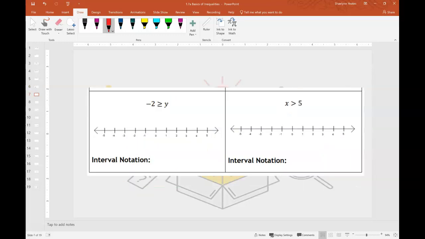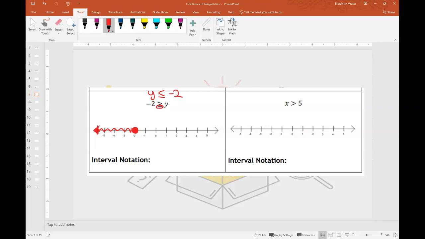All right, let's consider this one. This one is negative 2 is greater than or equal to y. So we're going to go to negative 2 and put a closed circle because we have that underline. Okay, and I notice that the y is on the wrong side. So I have to switch this around. I get y is less than or equal to negative 2. So now I want it to go to the left of negative 2.